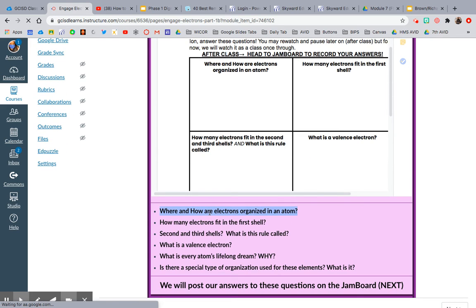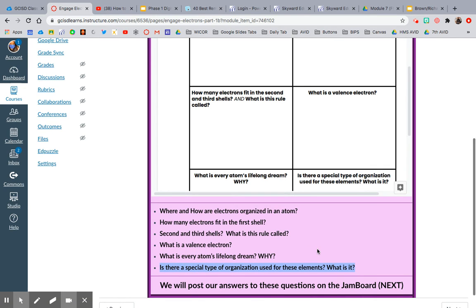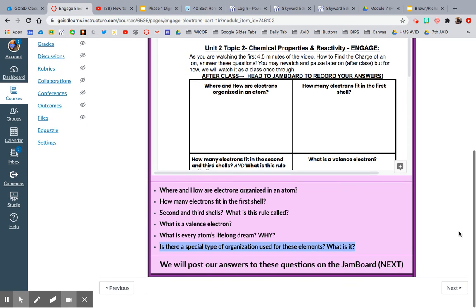How and where are the electrons organized? How many electrons fit in the first shell? How many fit in the second and third? What is this rule called? What is a valence electron? What is every atom's lifelong dream and why? And then is there a special type of organization used for these elements and what is it? So answer these 6 questions on page 23.